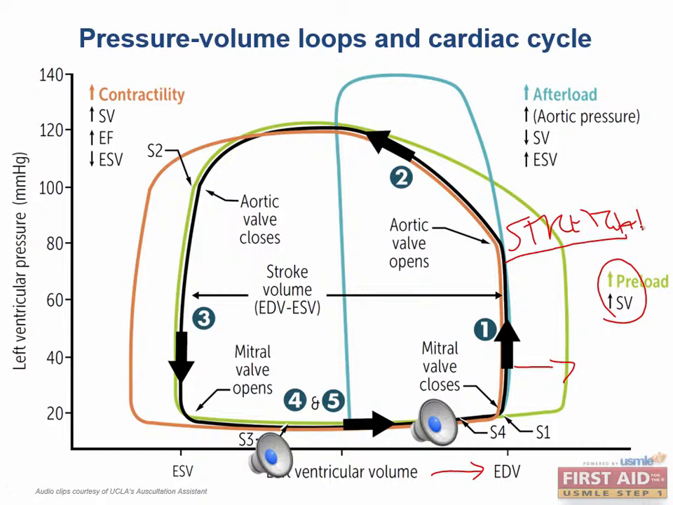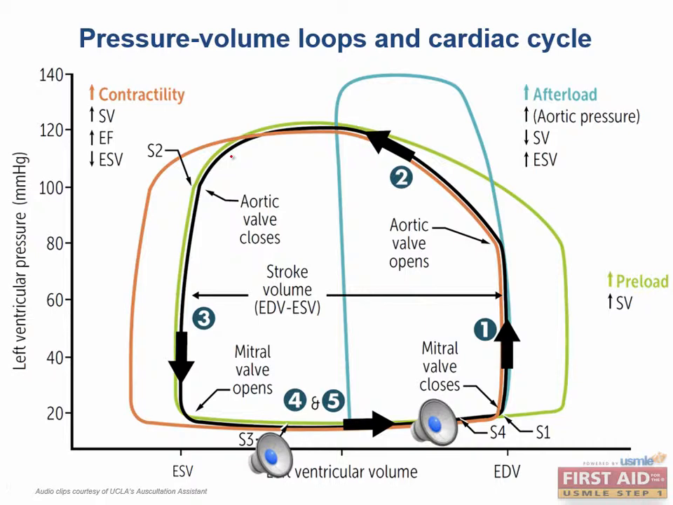And by Starling's law, this will cause an increase in the stroke volume, but it will not change the end systolic volume. Notice how it's in the same place on this side because all we did was increase more blood into the chamber. We haven't changed the ability of the chamber to contract. We've just increased the ability to rebound for how much volume we put in there.